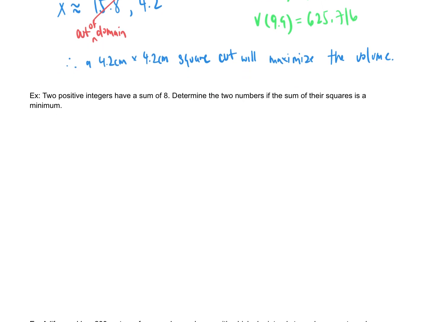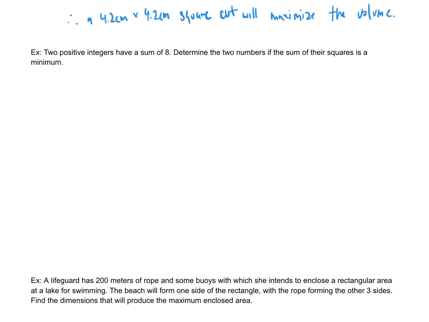All right, let's try a number example. And this one actually does come straight from grade 10. In grade 10, we did this differently, but now we'll have a more efficient maybe way to do this. So 2 positive integers have a sum of 8. Determine the 2 numbers if the sum of their squares is a minimum.